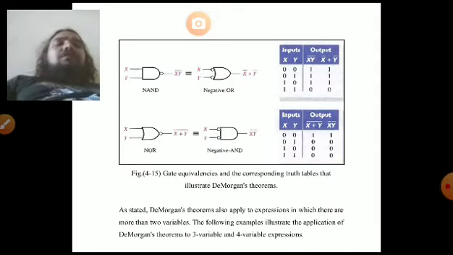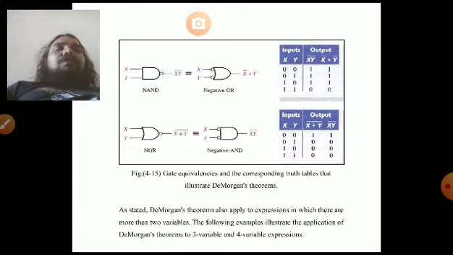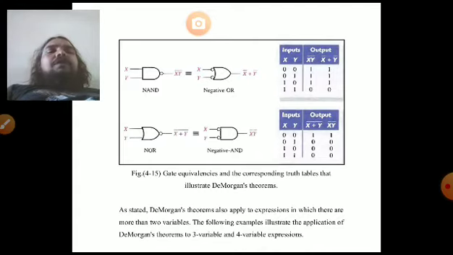Next, the proof of the De Morgan first theorem and second theorem with the help of the truth table. The inputs are x and y, one output is x into y whole bar, and the other output is x bar plus y bar.